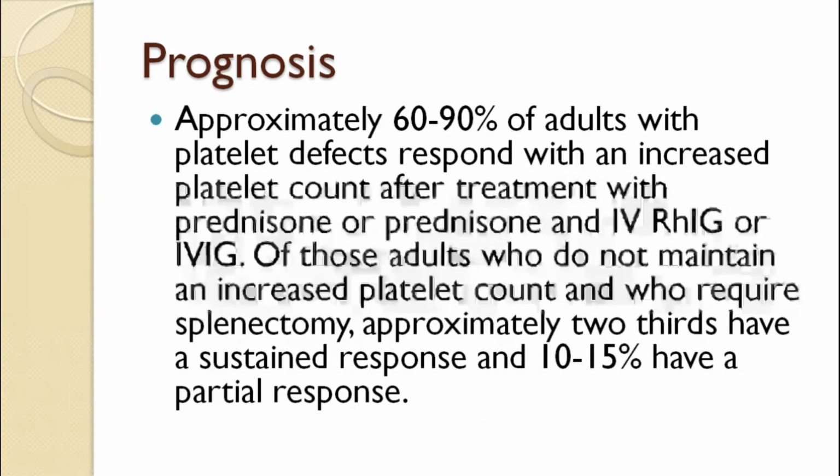The prognosis. Approximately 60 to 90% of adults with platelet defects respond with an increased platelet count after treatment with prednisone and 4-RHIG or 4-IG. Of those adults who do not maintain an increased platelet count and who require splenectomy, approximately 2/3 have a sustained response and 10 to 15% have a partial response.